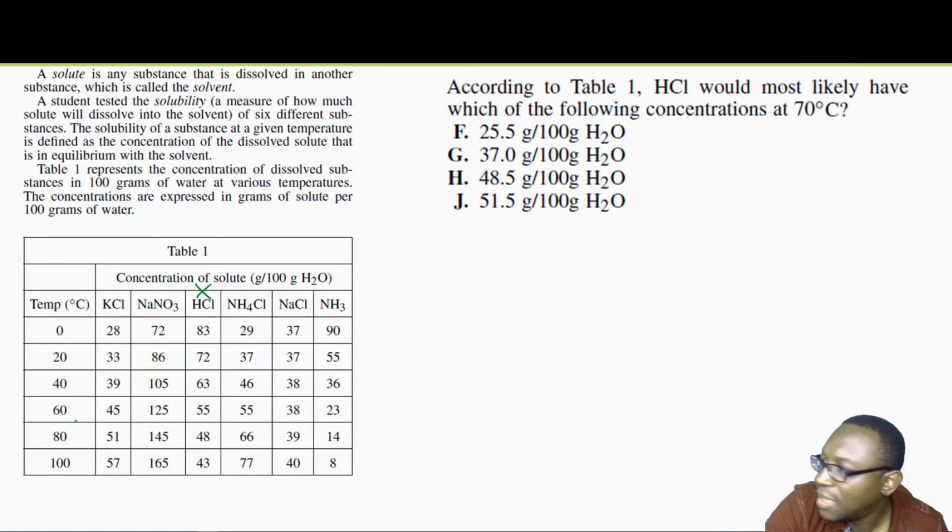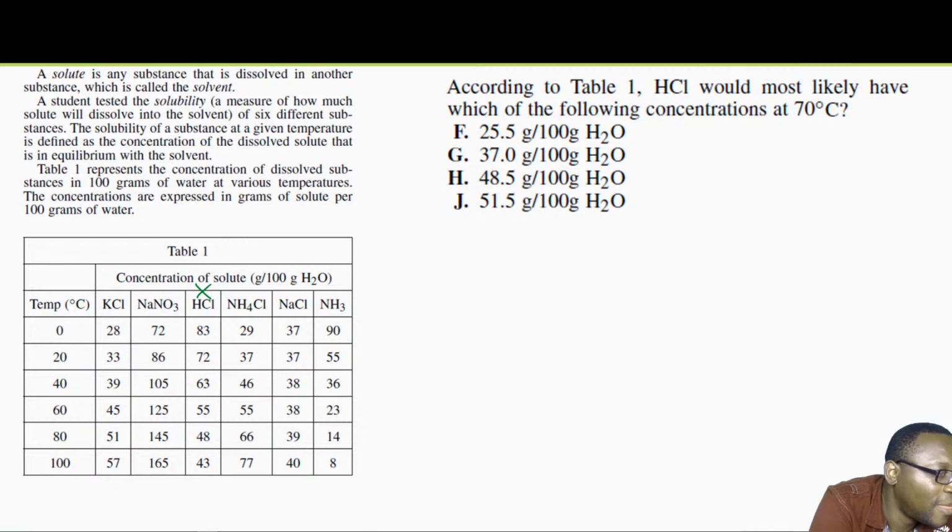All right, let's take a look at it. HCl at 70 degrees. So 70 degrees is going to be midway between 60 and 80. So 70 is going to be right here. When you look at this, you're looking for a number that is between 48 and 55. Be sure to know that it's going to be somewhere in the middle of 48 and 55. So I would say roughly about 50 or 51 is going to be where your number would be.